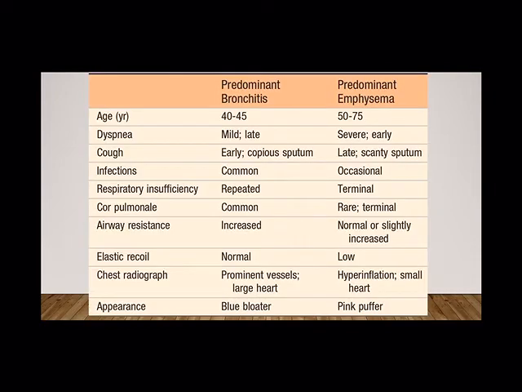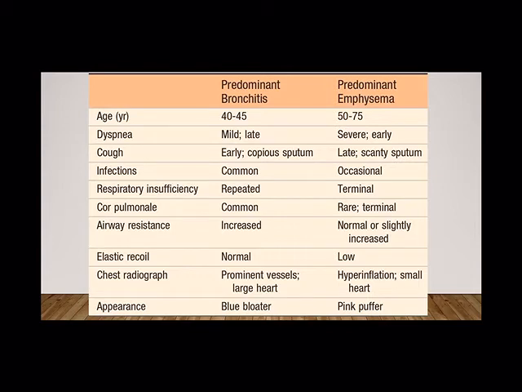Now, the differentiation factors between emphysema and bronchitis. Bronchitis will have an earlier onset, around 40 to 45 years, whereas emphysema will have a later onset, 50 to 75 years. And then clinical symptoms, as I have said before, dyspnea will be predominant in emphysema, whereas in chronic bronchitis, it will appear late and it will be mild.